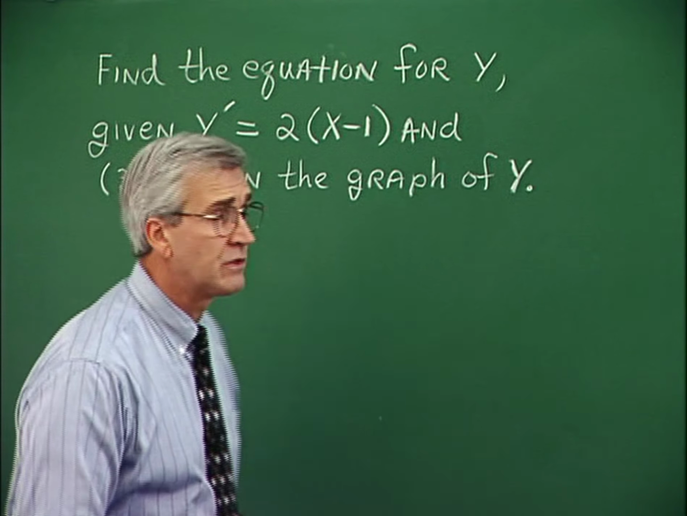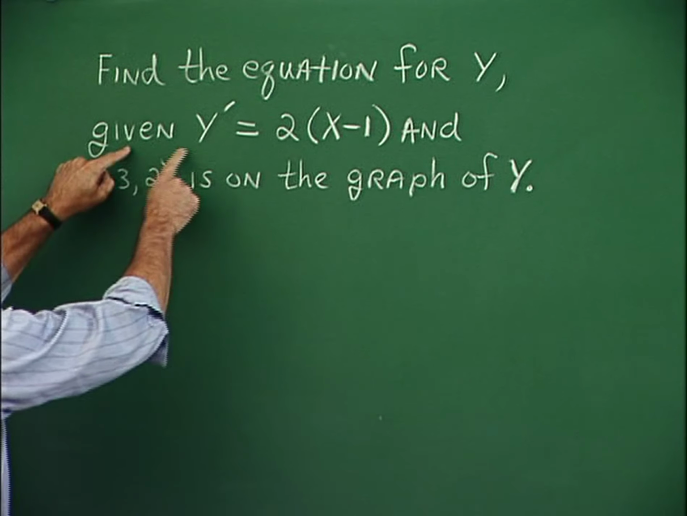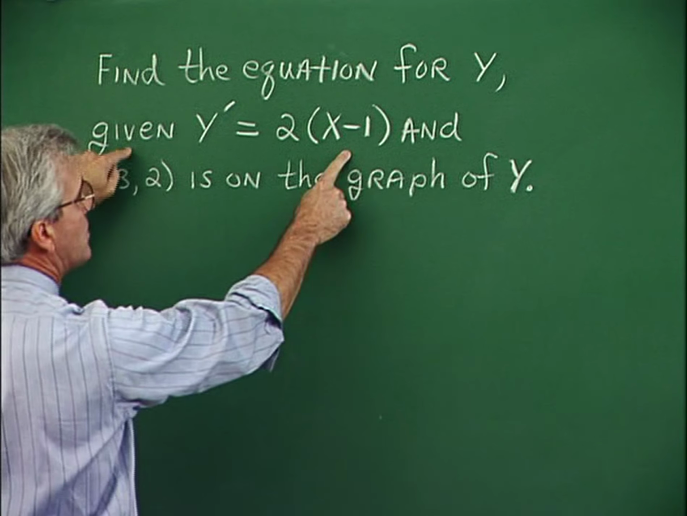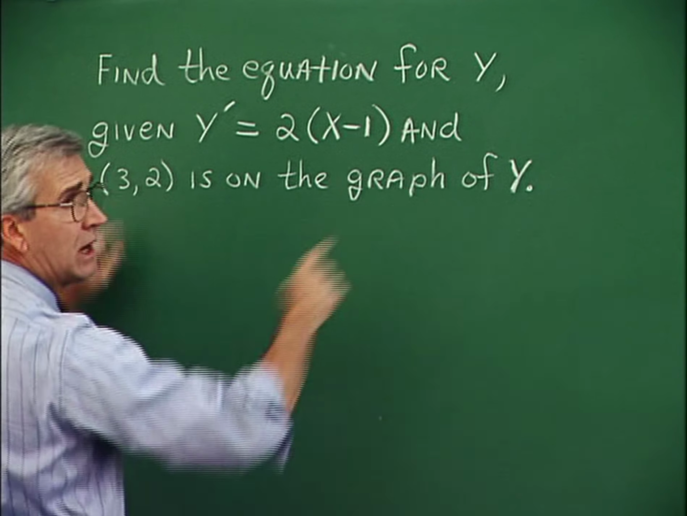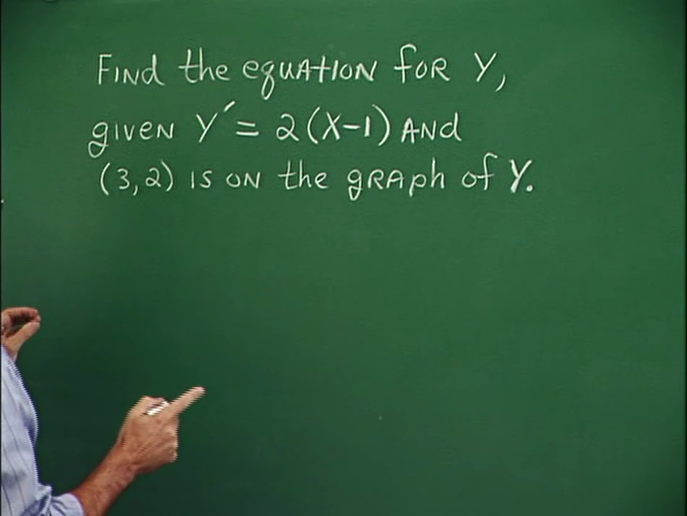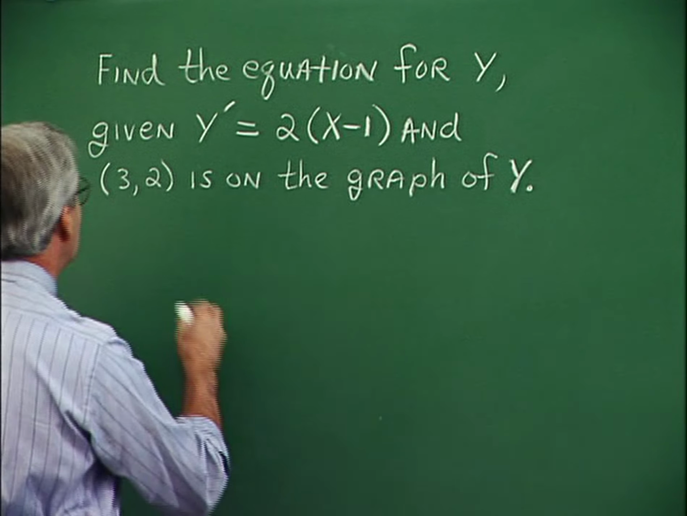Consider this problem. It's very much like the one before. It says find the equation for y, given that y prime is 2 times x minus 1, and the point (3, 2) is on the graph of y. All right, let's first of all find a general equation for y.